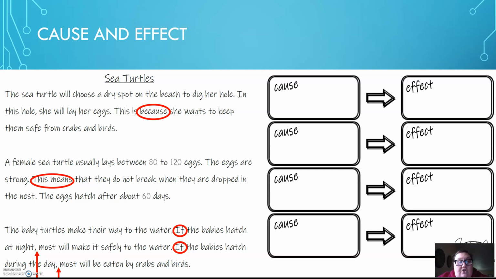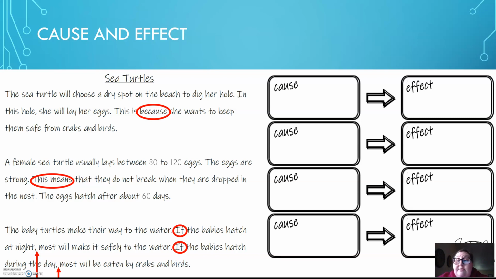A female sea turtle usually lays between 80 to 120 eggs. The eggs are strong. This means they do not break when they are dropped in the nest. The eggs hatch after about 60 days. The baby turtles make their way to the water. If the babies hatch at night, most will make it safely to the water. If the babies hatch during the day, most will be eaten by crabs and birds.